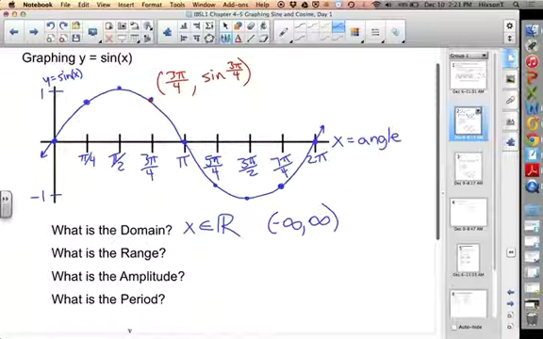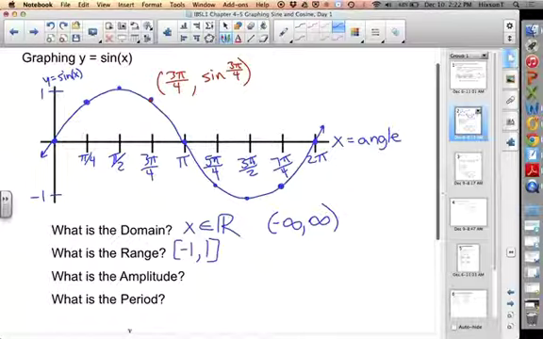Okay? What would the range be? Between negative 1 and positive 1. Can it equal negative 1 and positive 1? Yes. So how do I show that with an interval? Make it a closed interval with the brackets rather than the parentheses. Okay? Good. And you could put y is between negative 1 and 1, and make sure it's less than or equal to signs as well.